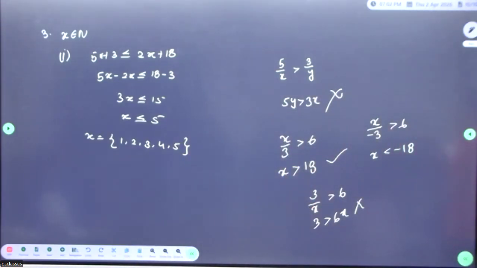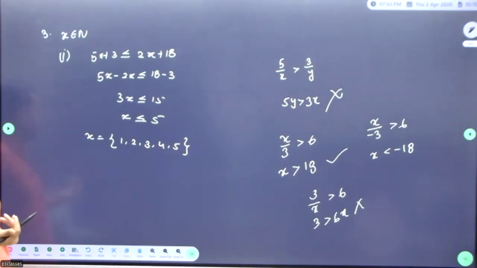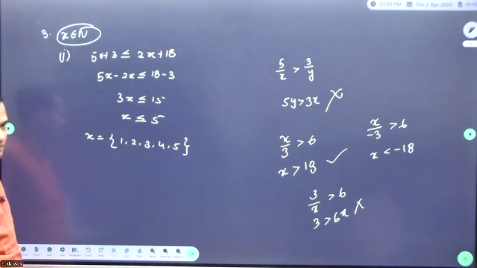They ask for the solution set only. If they are asking to solve it, that means they are asking for the solution, and this is the solution. If it is not given that x is a set of natural numbers or whole numbers or real numbers, then you can leave it here.